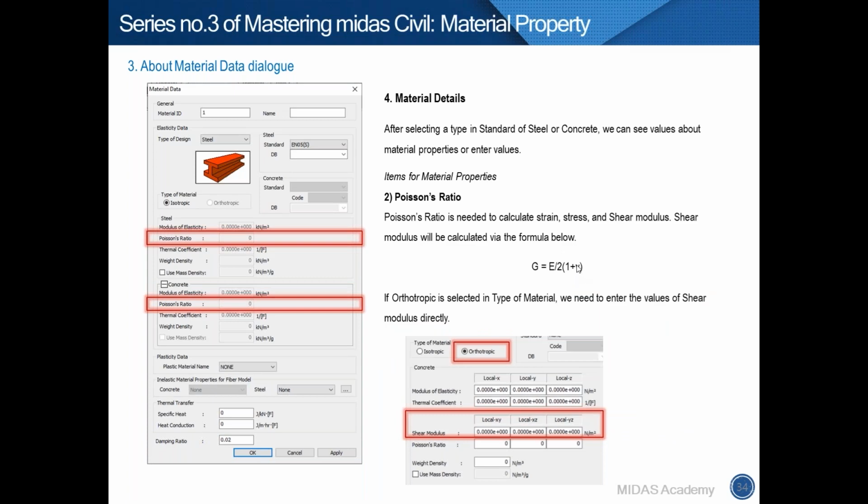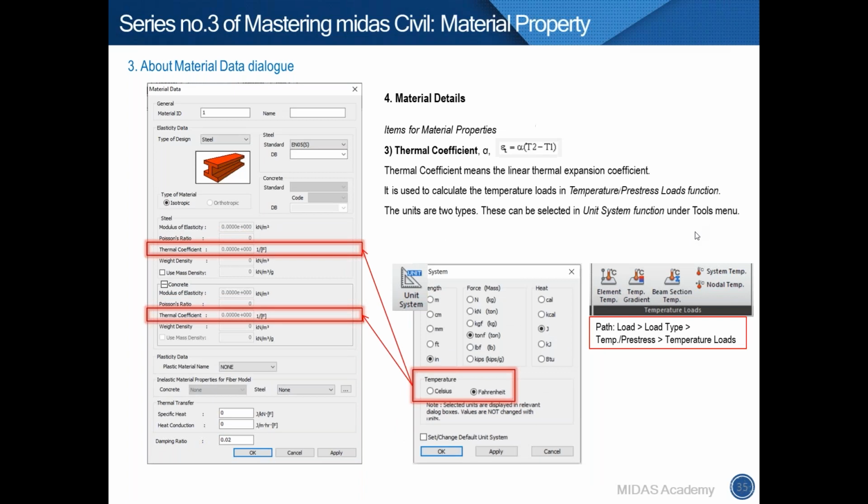And next one is Poisson ratio. It is used to calculate strain and stress and shear modulus of elements. And next one is thermal coefficient. It means the linear thermal expansion coefficient. When we consider temperature loads, we should input a value for thermal coefficient. So it is used to calculate the strain due to the difference of temperature.